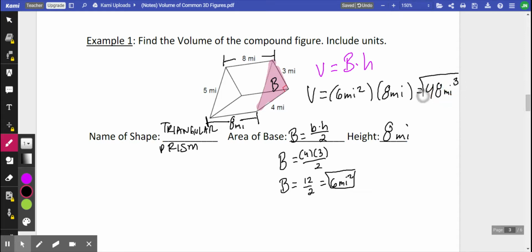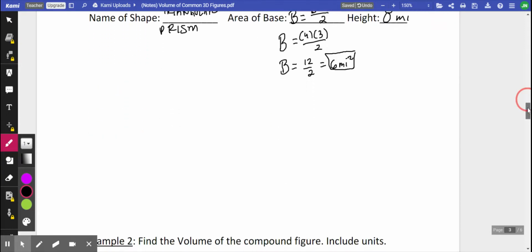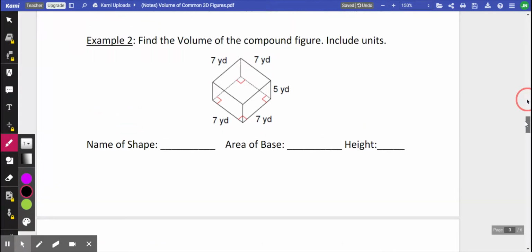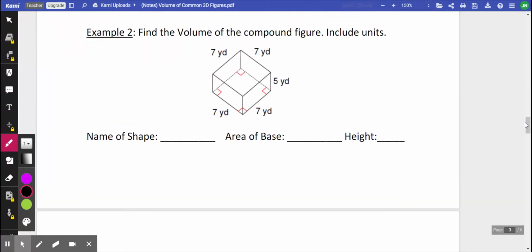Now, remember, every single time we're talking about volume, it's going to be to the power of 3 because we're talking about cubes. How many cubes would fit in that shape? In this case, there are 48 cubes of 1 mile each that fit in this three-dimensional figure. Okay, all right. So hopefully that makes sense. The other ones are going to be pretty similar. Example number 2, find the volume of the compound figure, include units. So it doesn't matter how you slice it.